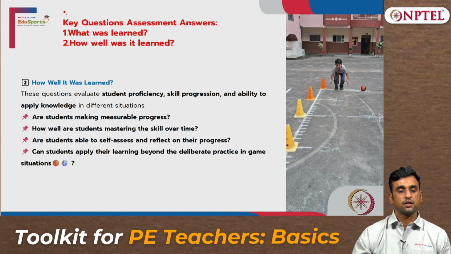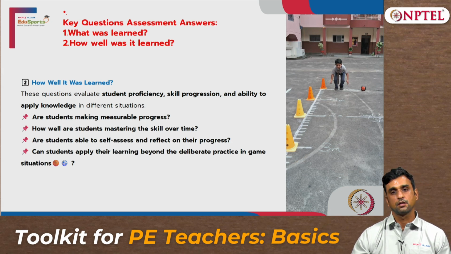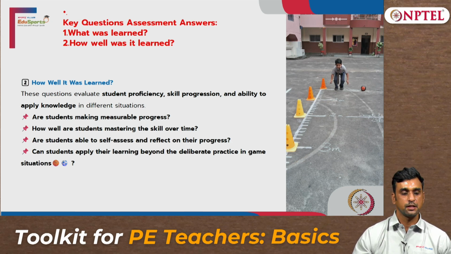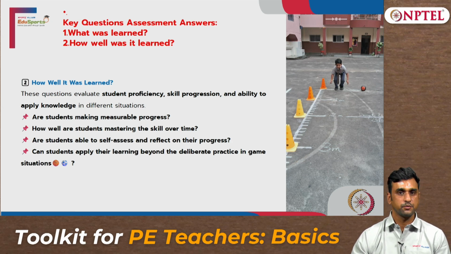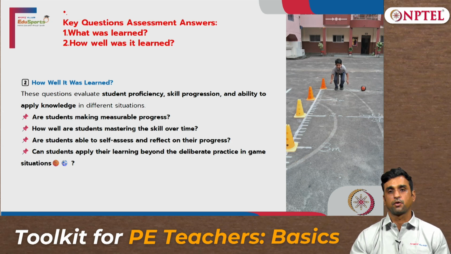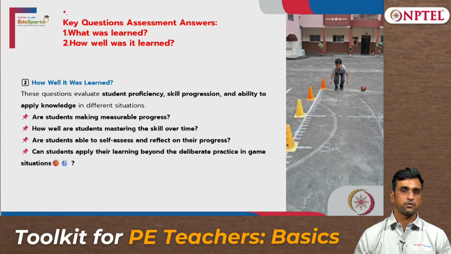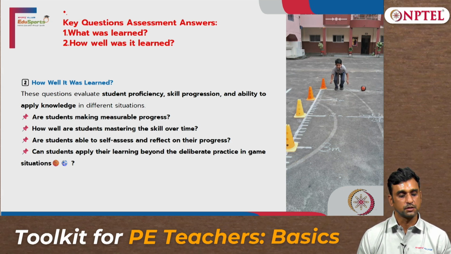The second question that assessment answers is how well it was learned. So these questions evaluate the proficiency, skill progression, and ability to apply this learned skill, knowledge in different situations, in game situations or in other domains, in life situations. So are students making that measurable progress in that age group as they progress through the grades?